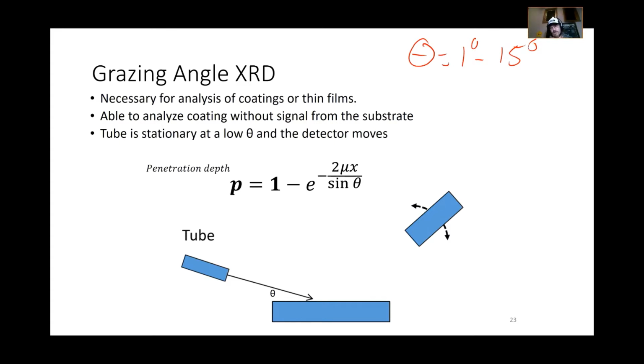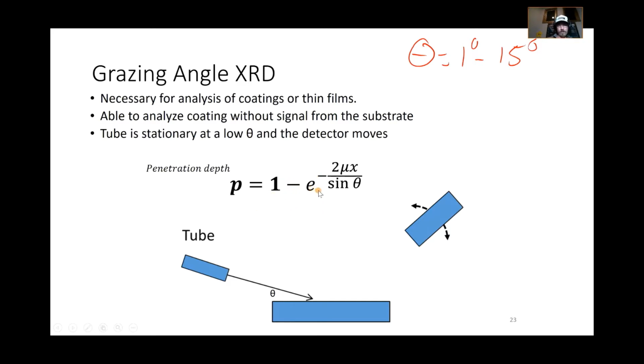And we also use this attachment called a pig snout. So we don't use the slits like we've seen before. We use this pig snout, which actually makes the beam collimated, so it makes it a circle instead of a line. And so you want to be able to analyze the coating without getting signal from the substrate. You get a depth of penetration equation, and typically, again, you're kind of knowing what you're looking at. So P equals 1 minus e.